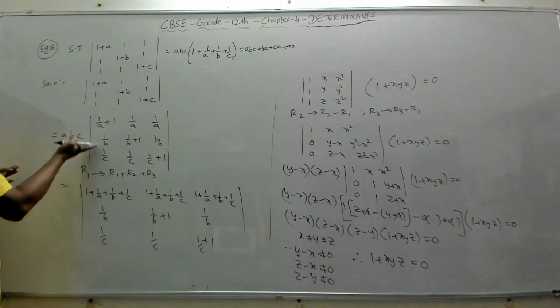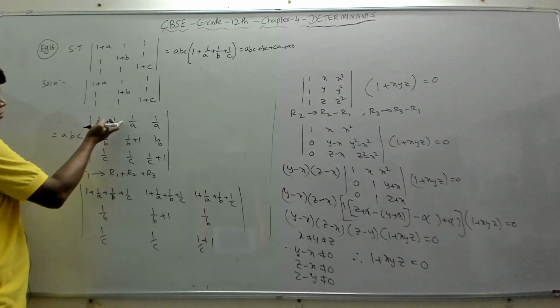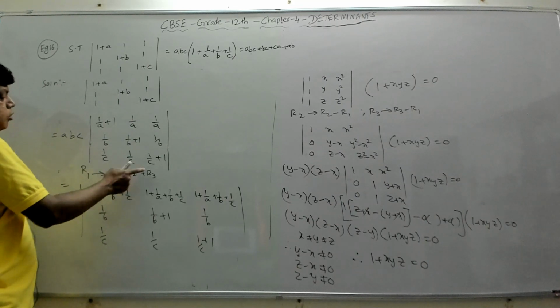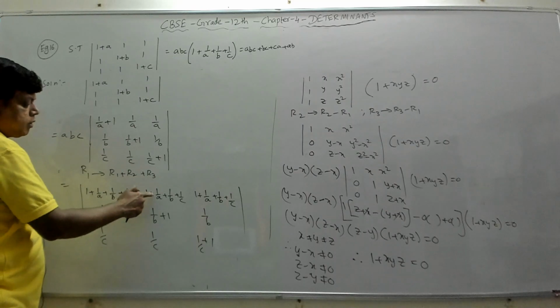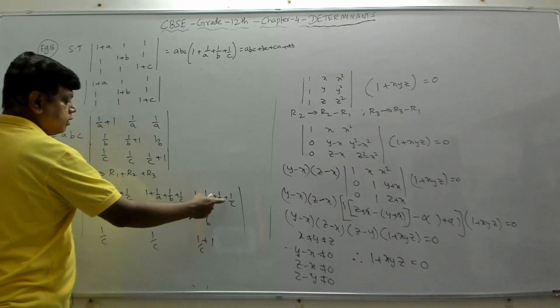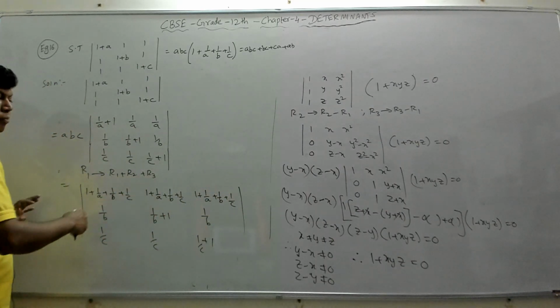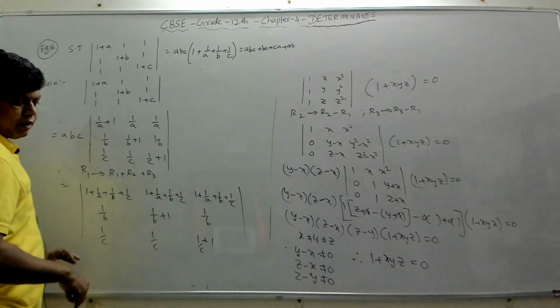Right? So if you add all this, we get this. If you add all these three, R1 becomes R1 plus R2 plus R3, which gives 1 plus 1 by a plus 1 by b plus 1 by c. So all these elements of row 1 are the same, so we can take that out of the determinant.